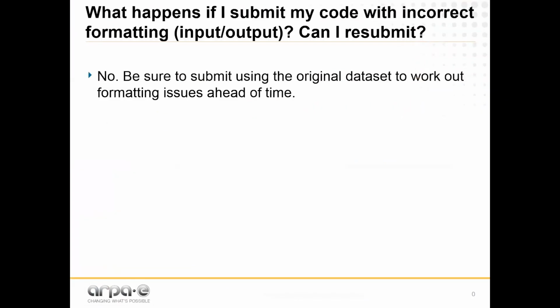What happens if I submit my code with incorrect formatting? Can I resubmit? So this is in reference to trial 1. No. Be sure to submit using the original data set to work out formatting issues ahead of time. So the reason that these data sets right now are released, the reason we want you to play with the leaderboard, we want you to get to learn the system now before trial 1. Do that, get all the bugs worked out, but you get one submission with trial 1. If you think something went wrong, you can always contact us, but there's no guarantee that there's going to be an opportunity to make any corrections. So get your submission for trial 1, that one critical submission, correct.